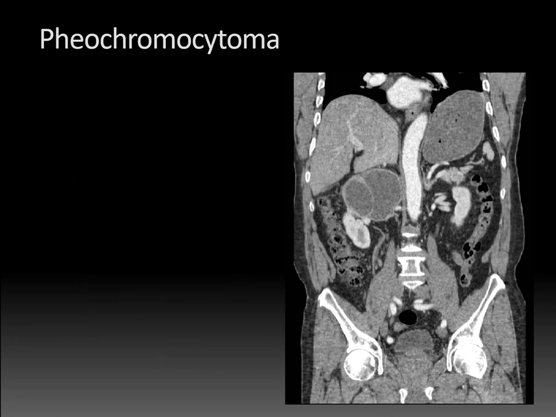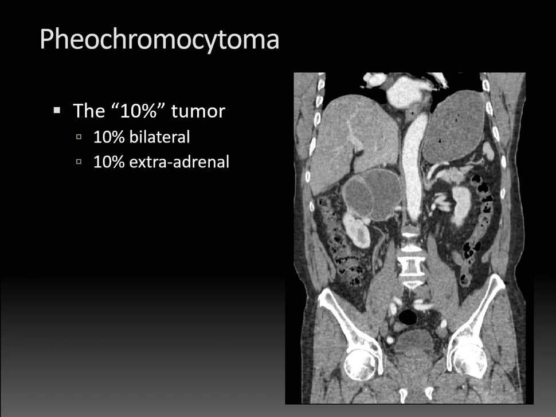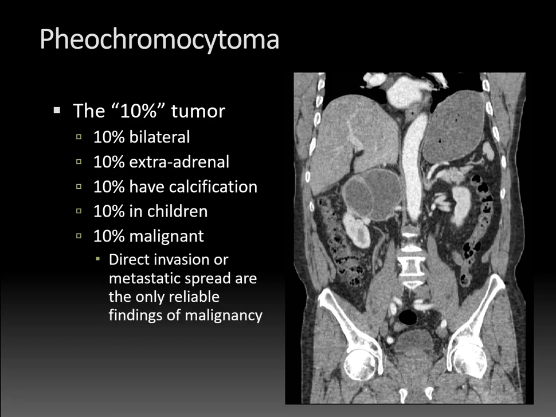You can think of pheochromocytoma as the 10% tumor, because 10% of the time it will be bilateral, although in patients that have an inherited form of pheochromocytoma that's usually higher. 10% will be extra-adrenal, also known as paragangliomas. 10% typically have calcification. 10% will occur in children, and 10% will be malignant.